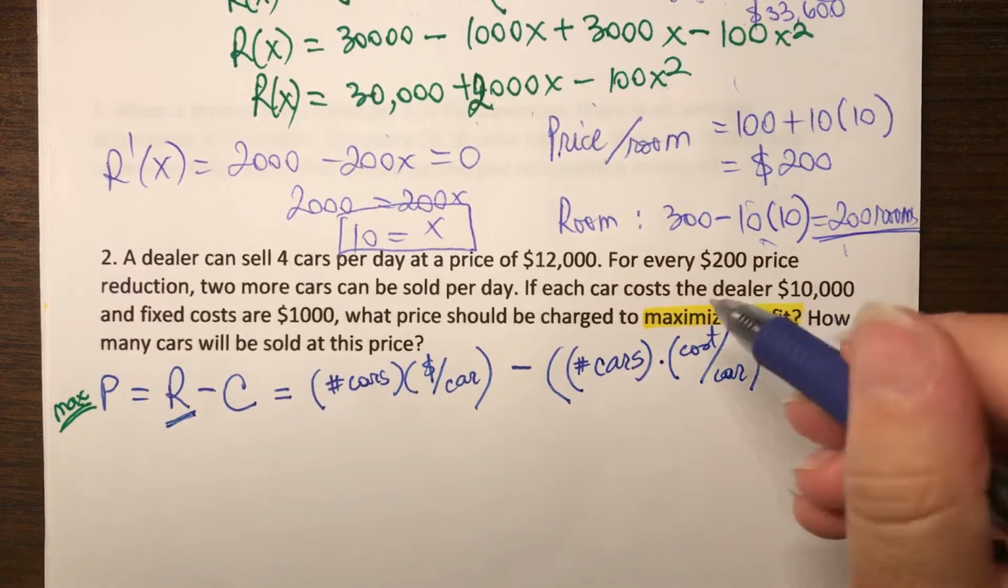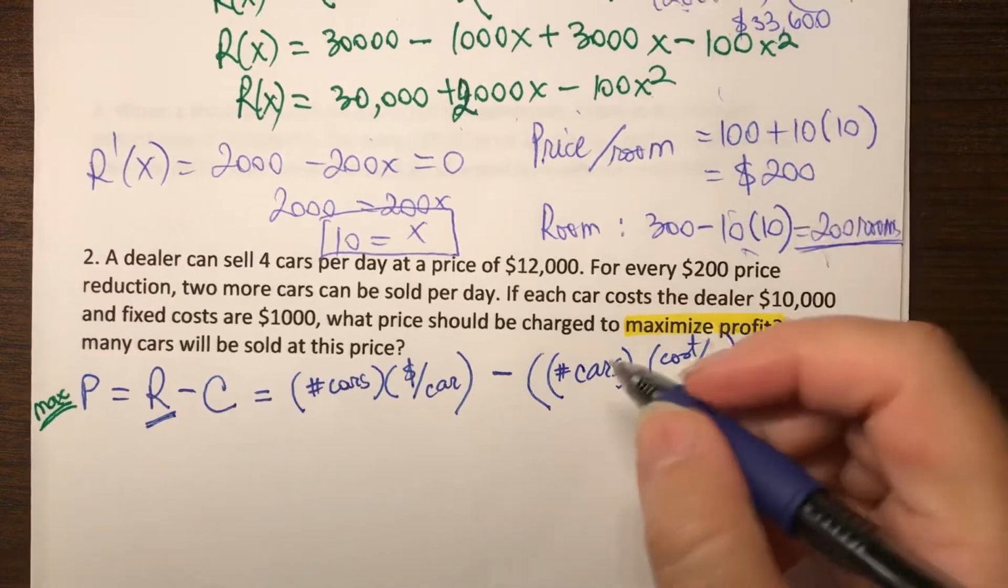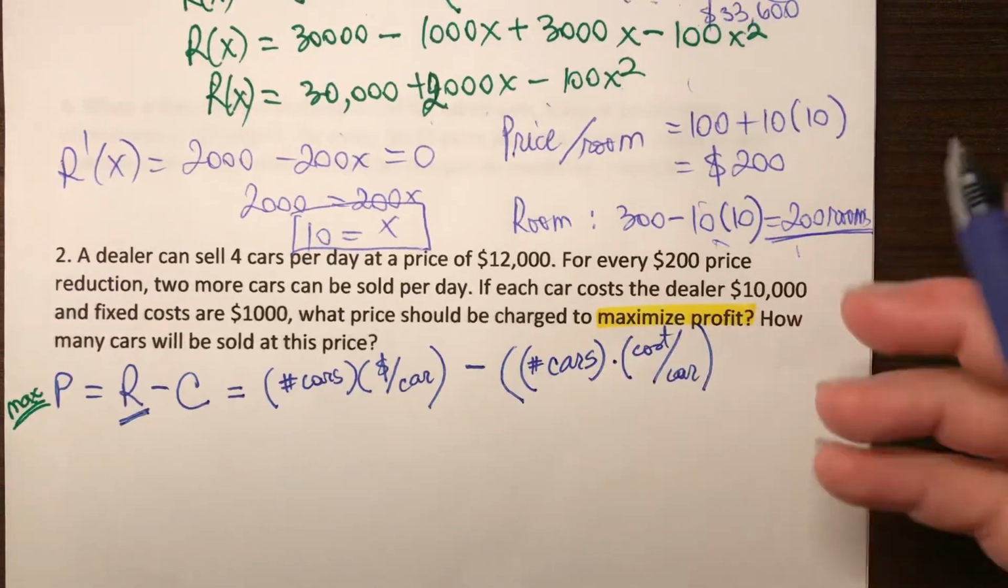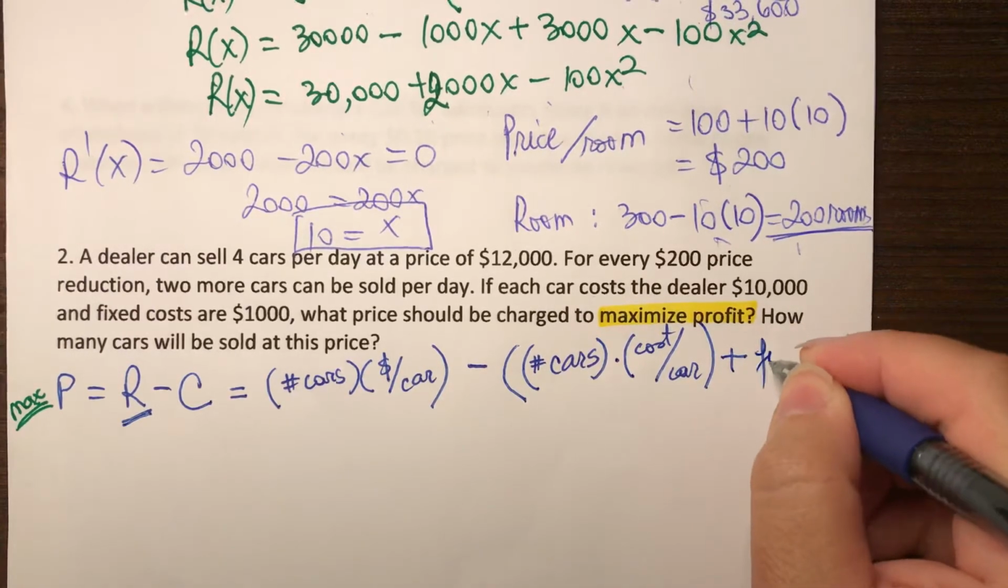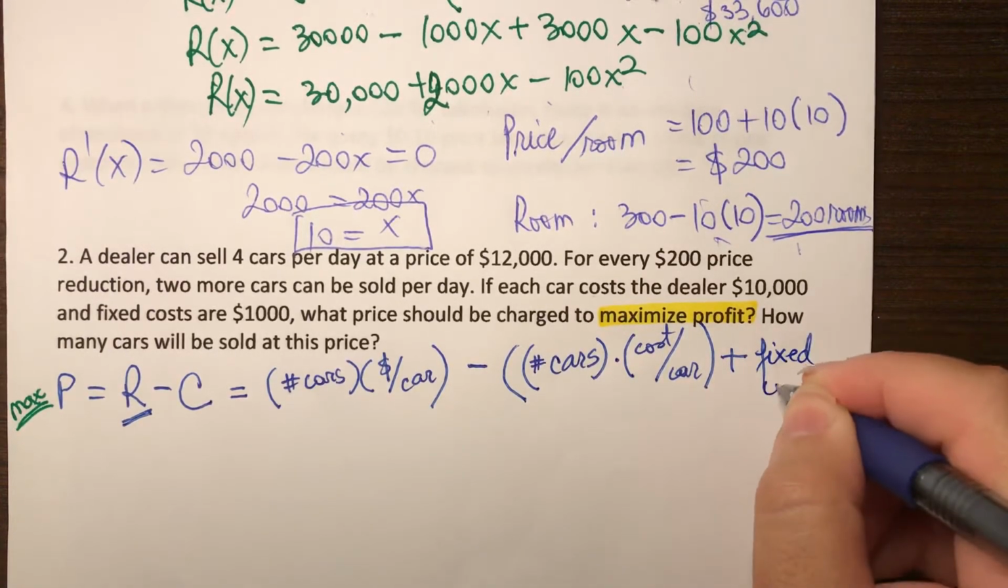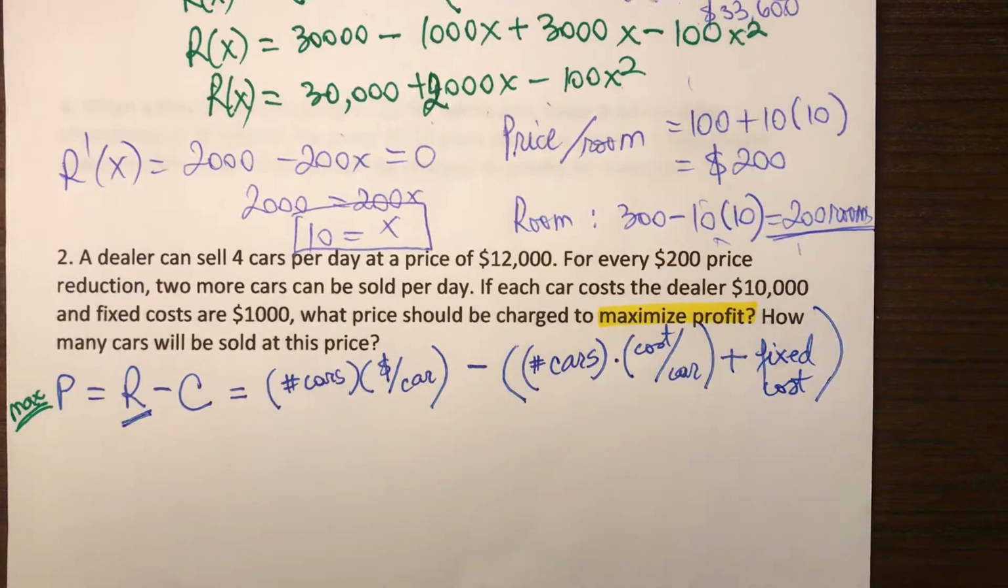So each car costs the dealer a certain amount, yes? And that depends on how many cars you're selling, right? But there's that, plus our fixed cost. Okay. So we've had plenty of cost functions. There was something times x plus a fixed amount, right? That didn't depend on the number of items, but there it is.